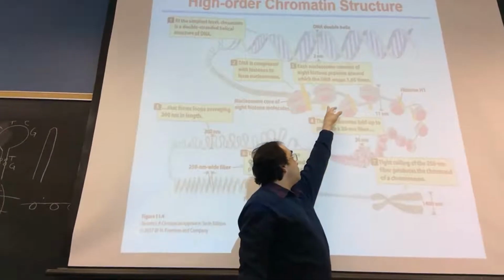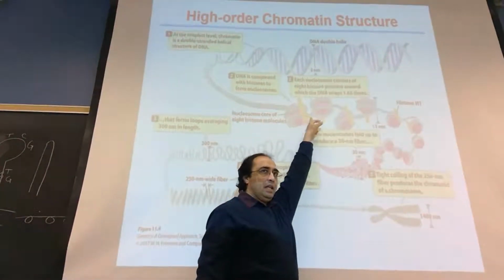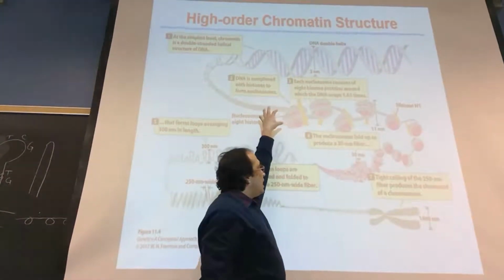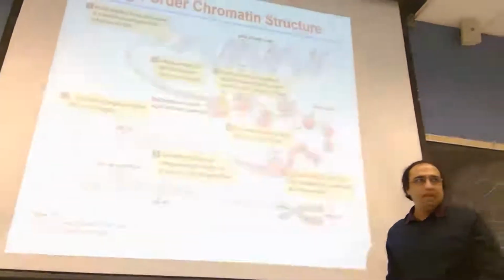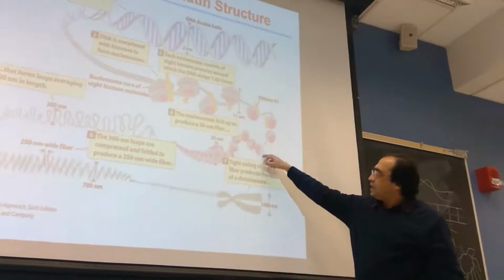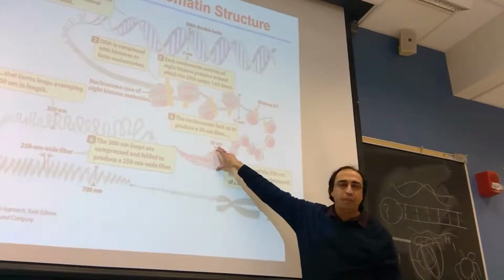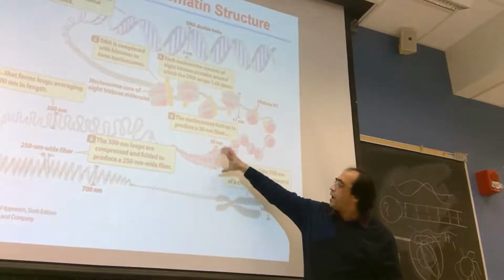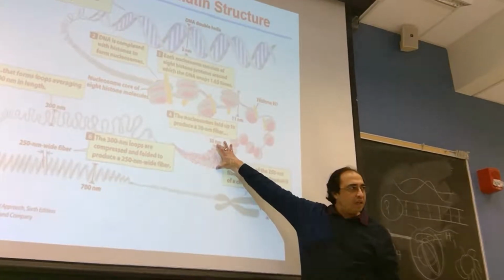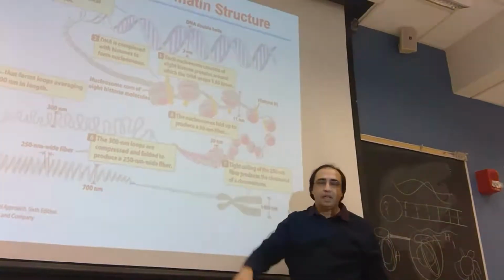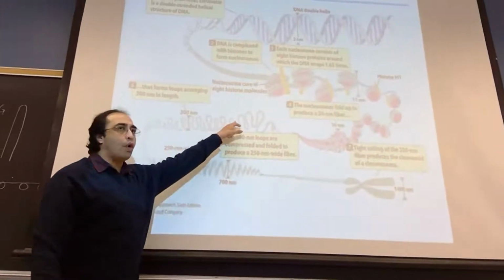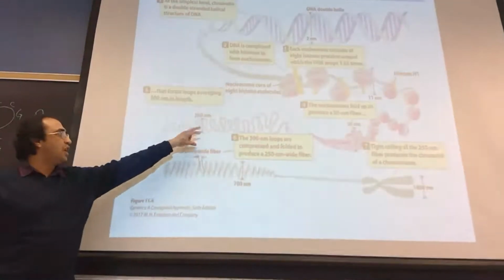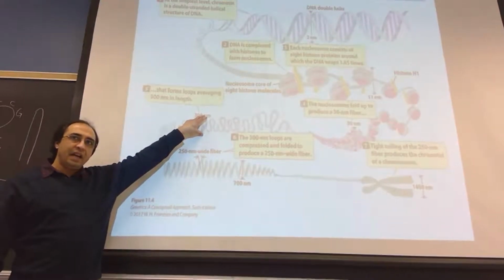Two chromatosomes are connected by linker DNA. Okay, this threaded structure is around 11 nanometers in width. Now all these threaded structures are coiled, supercoiled here, making 30 nanometer width fibers. Okay, these 30 nanometer fibers are creating more coiling here. This is a 300 nanometer structure.